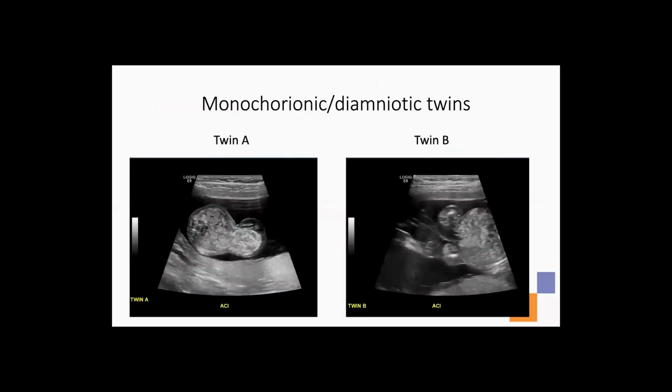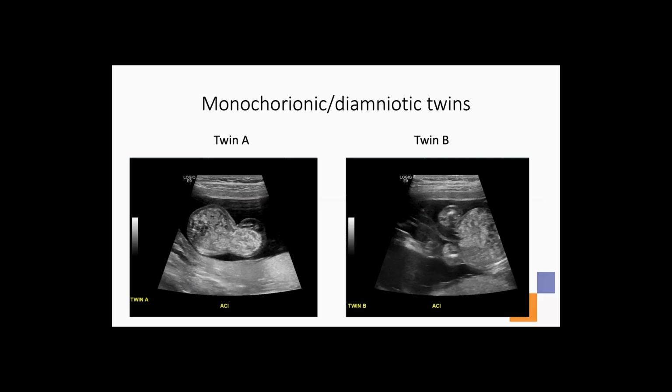This is another interesting case that we saw recently, a set of monochorionic diamniotic twins that we saw in the mid-trimester. Twin A has an obvious omphalocele that you can see here, while twin B had a normal ventral wall and an otherwise completely normal ultrasound. So this patient had an amniocentesis.